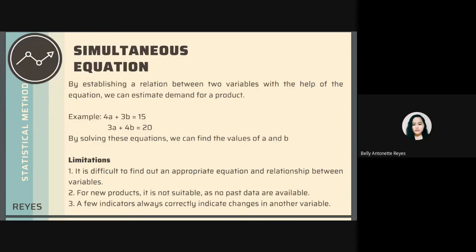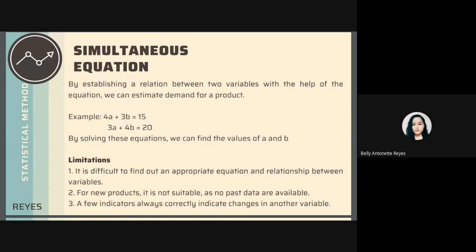Next slide, please. Next method, we have the simultaneous equation. So by establishing relation between two variables with the help of equation, we can estimate demand for a product. So these equations are mathematical linear equations in order to arrive there. So for example, we have 4a plus 3b is equals to 15 and 3a plus 4b is equals to 20. So by solving these equations, we can find the values of a and b, by using the elimination and substitution method in algebra.